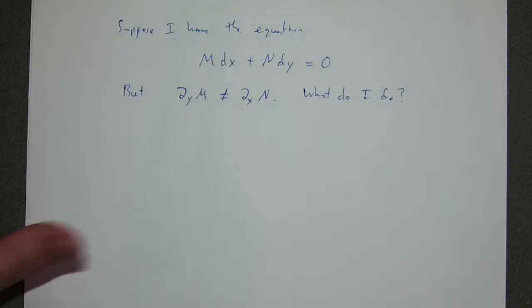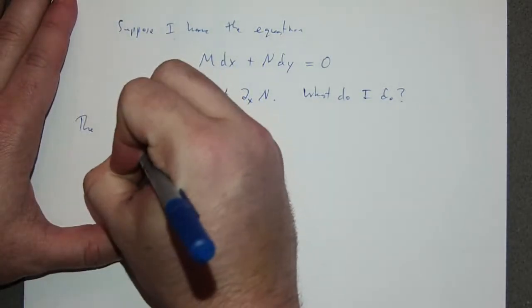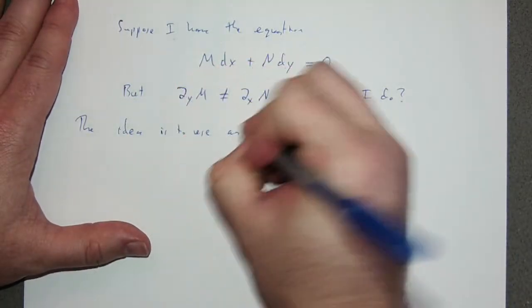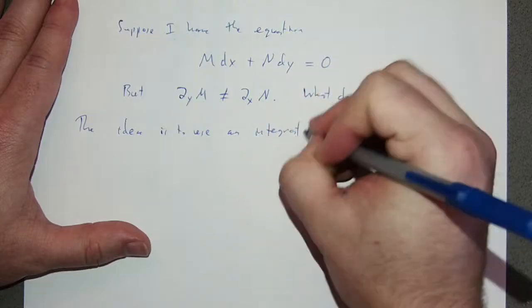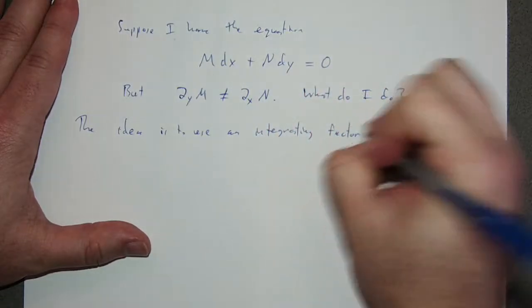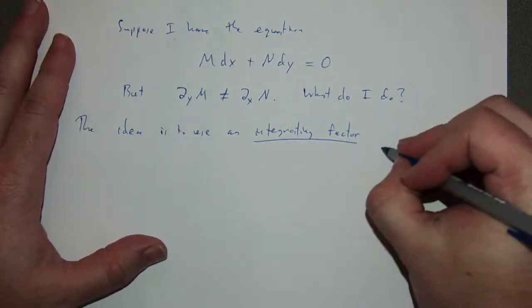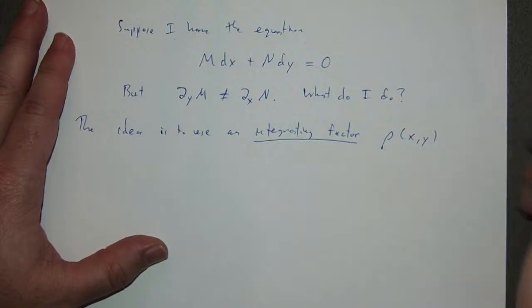So what do I do here? The idea, I believe Euler was the one who originated this idea, is to use an integrating factor. This relates to the integrating factor that we mentioned last week with linear equations. So this is basically the same integrating factor, just slightly dressed up. It is slightly different, but you will see how it applies to that linear case. So the idea is to use an integrating factor rho of xy.